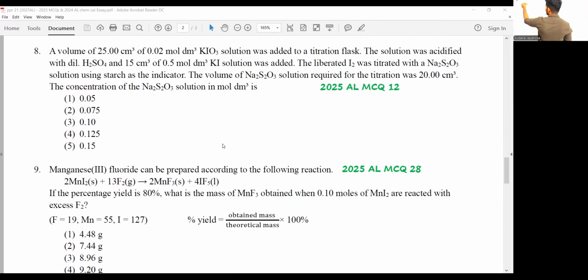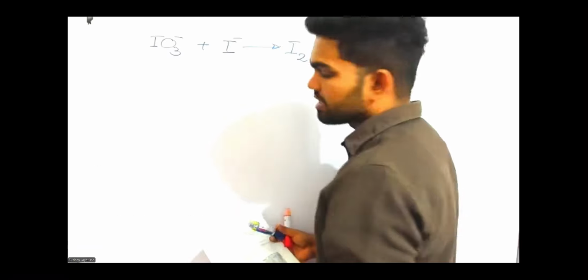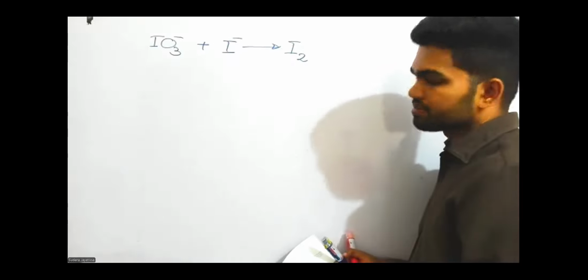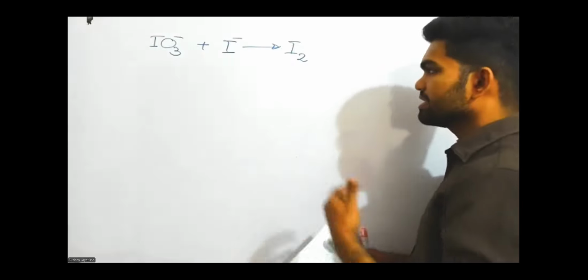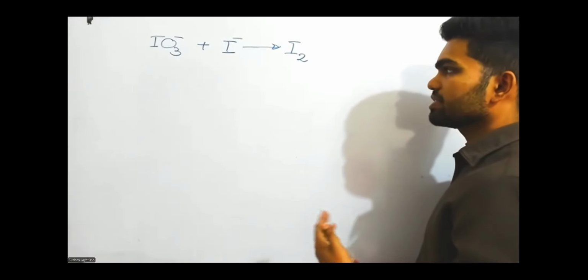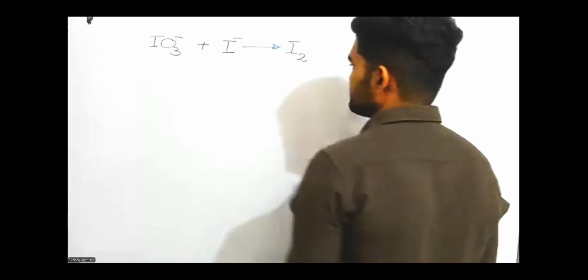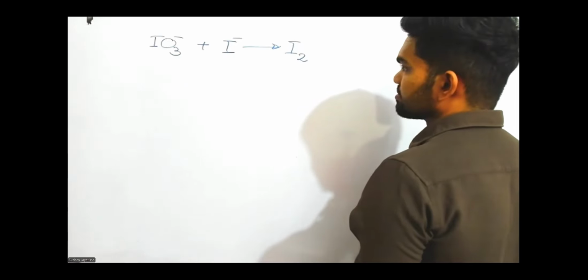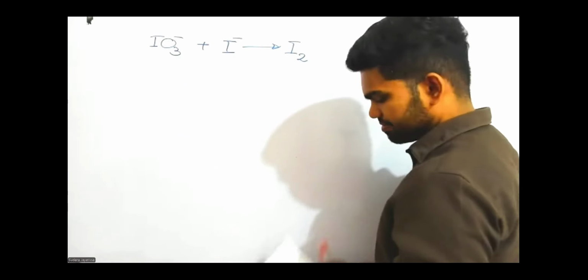So what is happening is IO3 minus is reacting with I minus to give I2. Understood? This is what's going to happen. IO3 minus reacting with I minus to give I2. Okay. So then here, you need to balance this one.